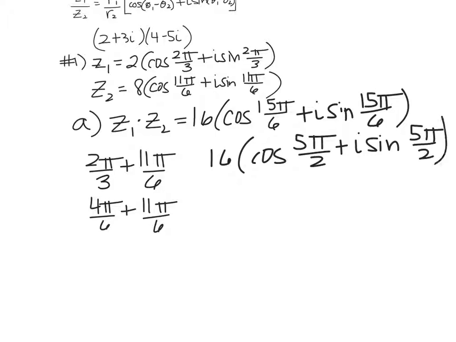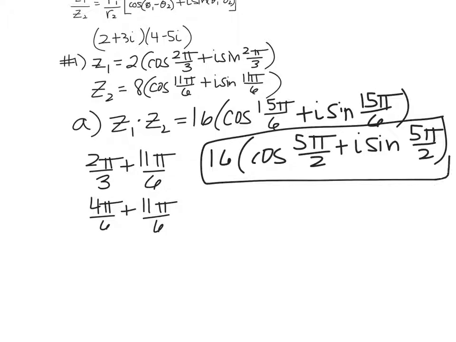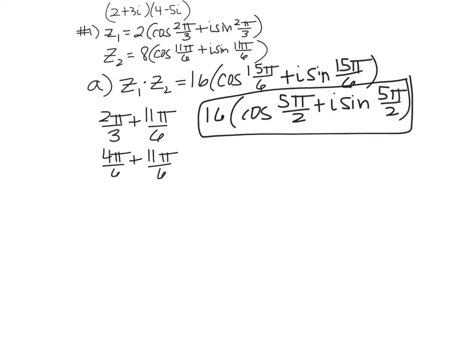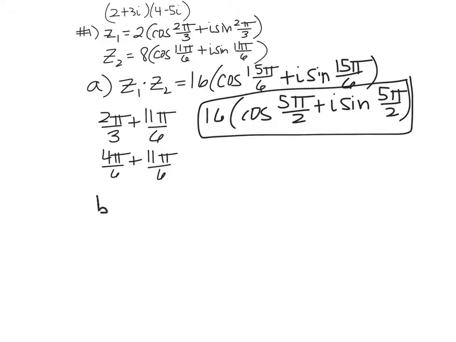If they ask you to leave it in polar form, then you're done, and that's it. If they want you to keep going and go into A plus BI form, then you'd have to just keep going and evaluate it, like you did last night's homework. But let's just say they asked you just to leave it. There you go. All right, now let's divide them, okay?